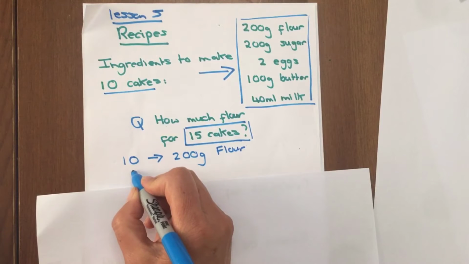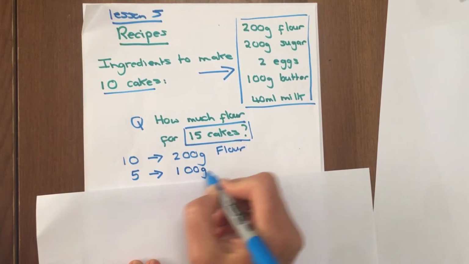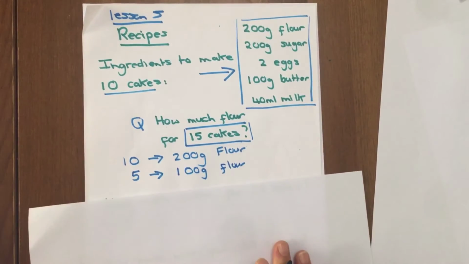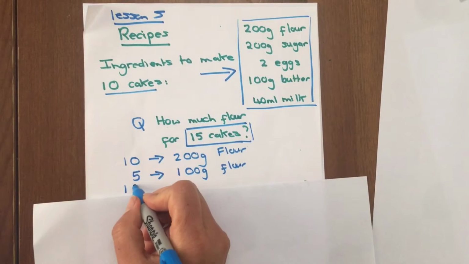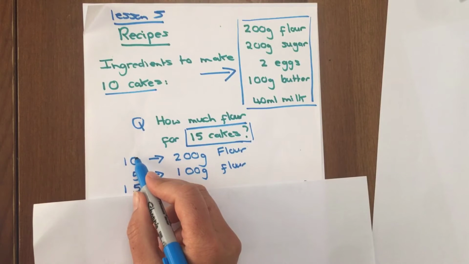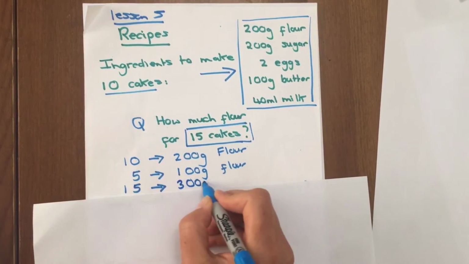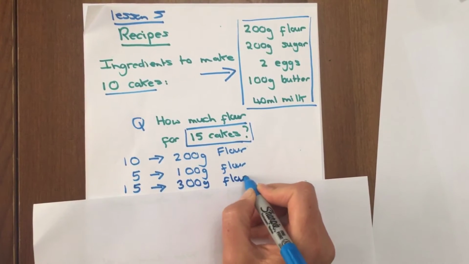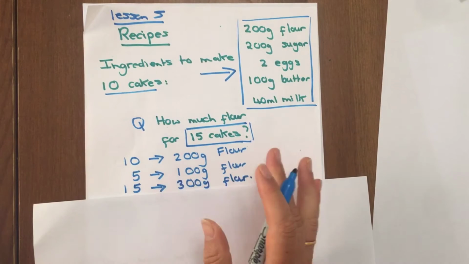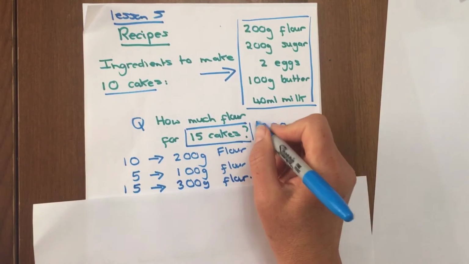So, if I wanted to make half this amount, I would use 100 grams of flour for 5 cakes. But I want to make 15 cakes. It's a bit like your percentage, isn't it? To find 15%, we find 10 and 5. So let's add these two together. I need 300 grams of flour. Okay, and all this is without a calculator. So my answer is 300 grams.